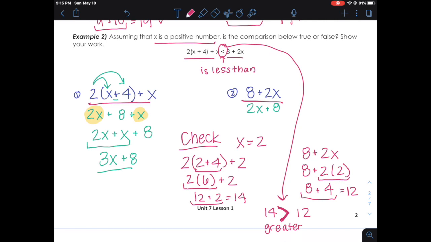So let's actually go ahead and correct the expression. So all I'm going to do is I'm just going to rewrite it, but I'm going to use the greater than symbol since we figured out that's what was true. 2 times the quantity x plus 4 plus x is greater than 8 plus 2x.